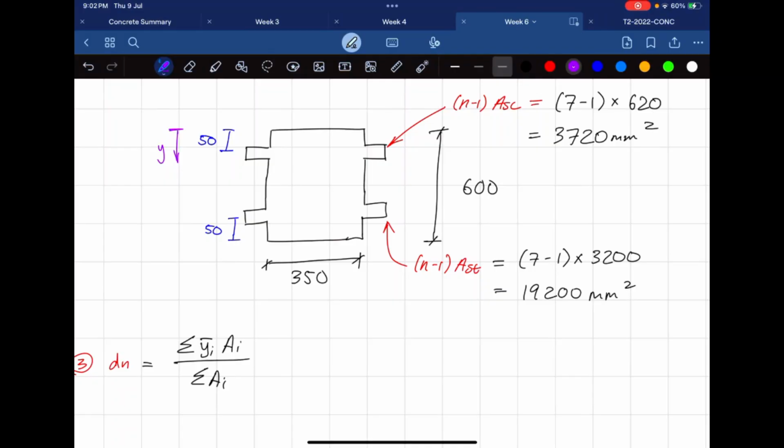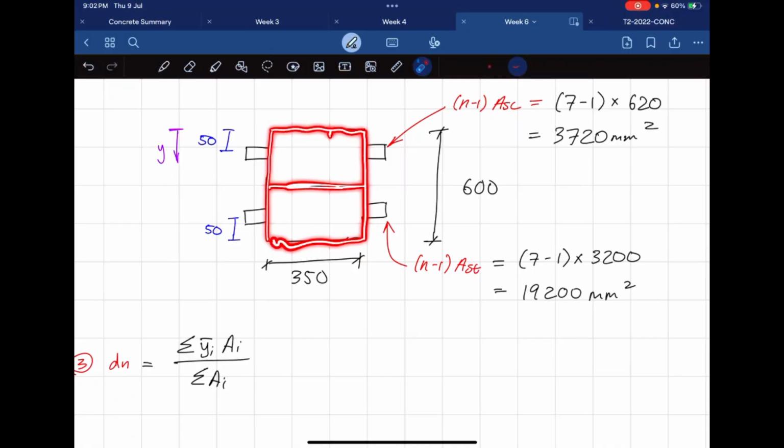The centroid to this bar up here, your compressive bar, is 50 mil. The centroid to the bottom bar is going to be 550 mil. And the centroid of this concrete block in the middle: I'm treating the steel transformed area separately to our original concrete block. It just makes calculations a bit easier. That's why I'm doing it. The centroid of this block, for a rectangle, is obviously just in the middle, which is 300 millimeters from the top.